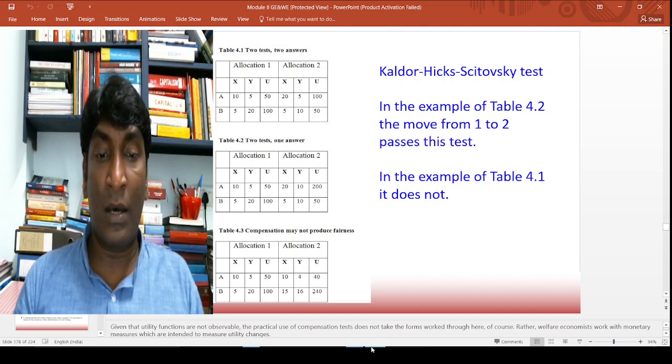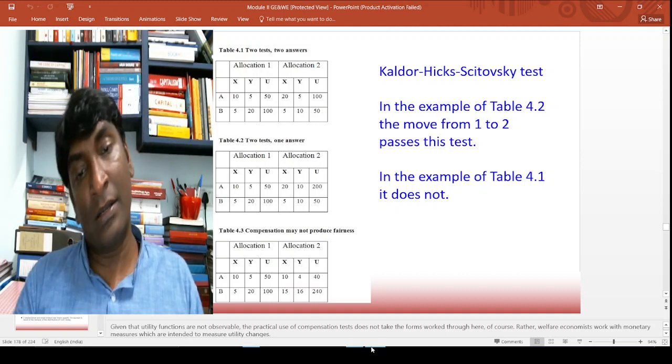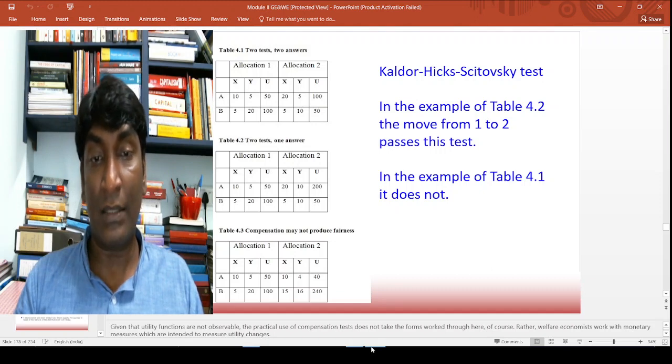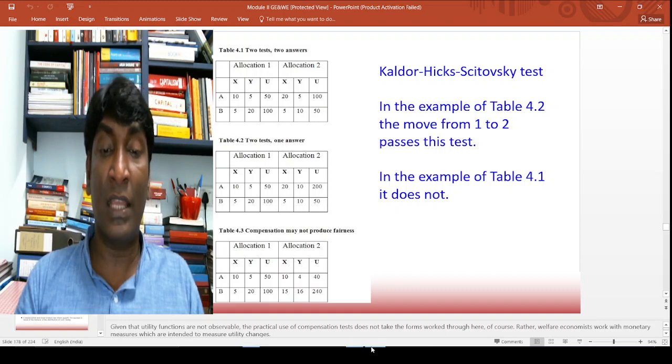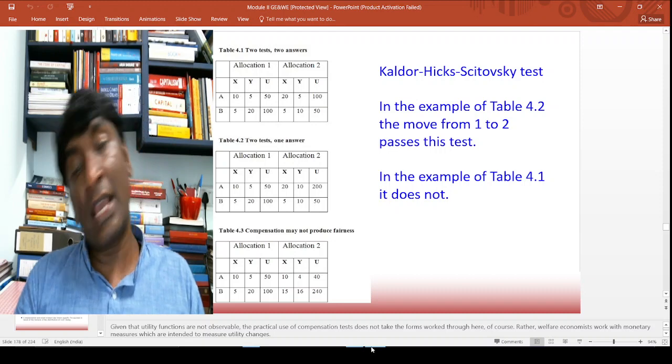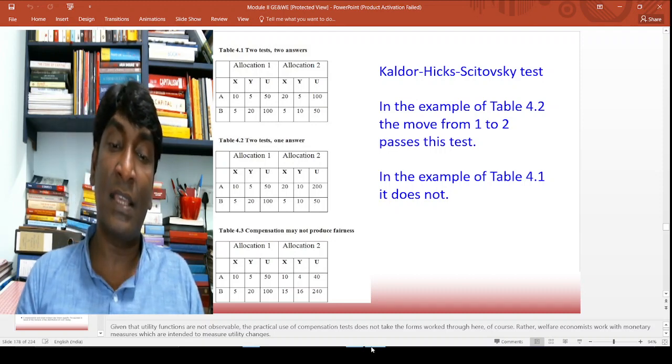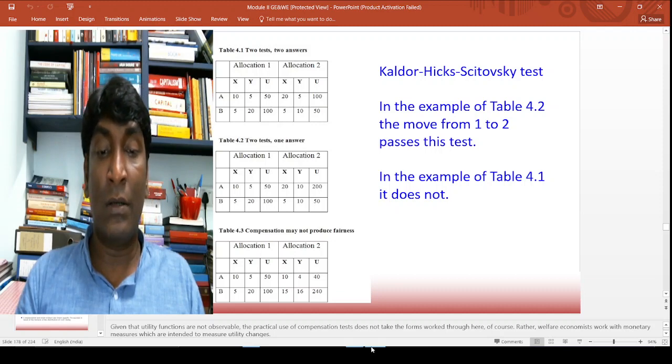But compensation may not produce fairness. For example, if you look at example 4.3, you have attained 10 for X and 5 for Y for A, which gives 50 for the initial allocation, and it is already given. But in the second allocation case, look at it. X gives 10 utility and Y gives 4, a total of 40, that is 10 times 4. But for B it is not like that: 15 times 16, which is 240.